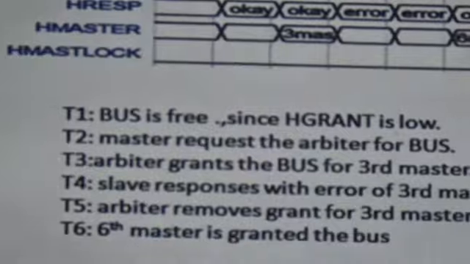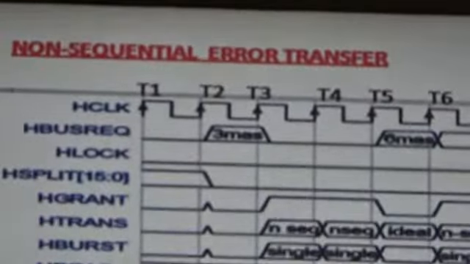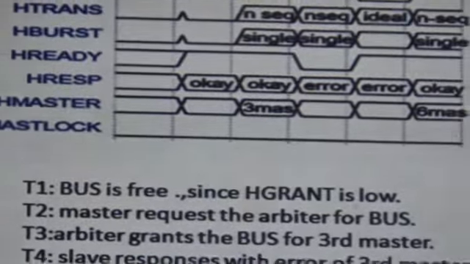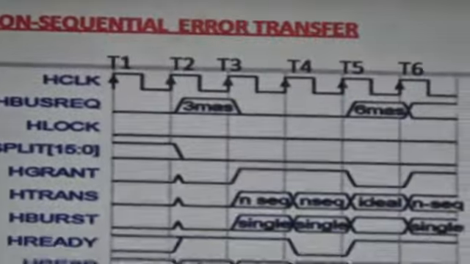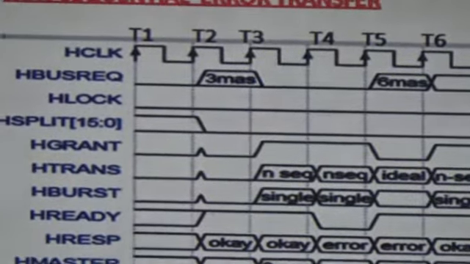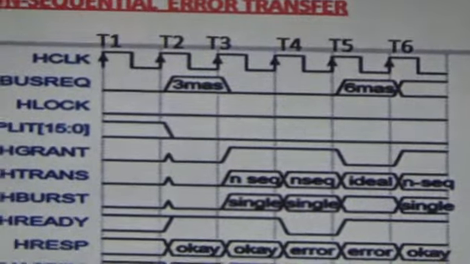Let us look here. At T1, the bus is free since H grant is low. At T2, the master requests the arbiter for the bus, that is why H bus request is from the third master. At T3, the arbiter grants the bus to the third master. Since the arbiter grants the bus, we come to know this by H master being updated with the third master.